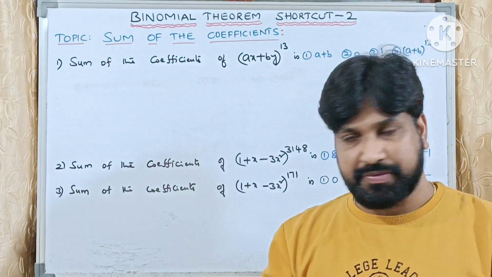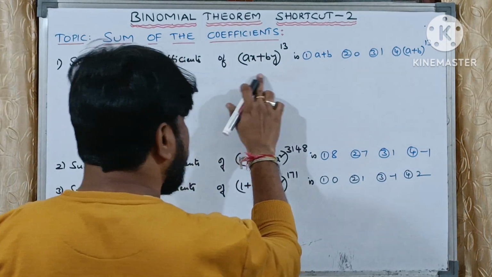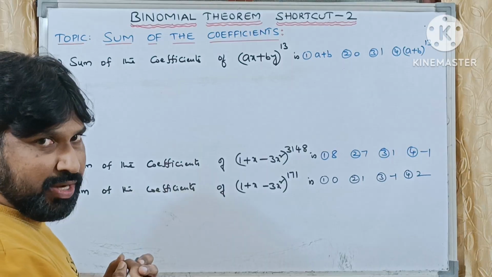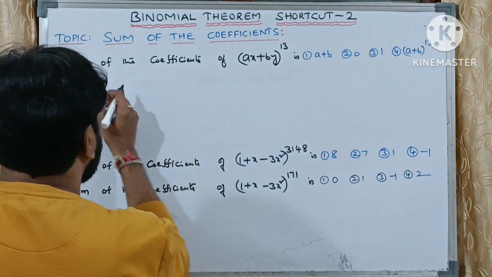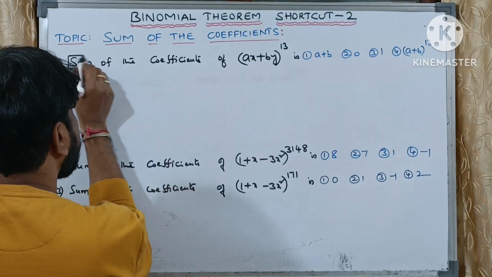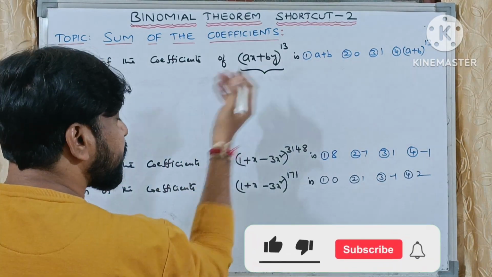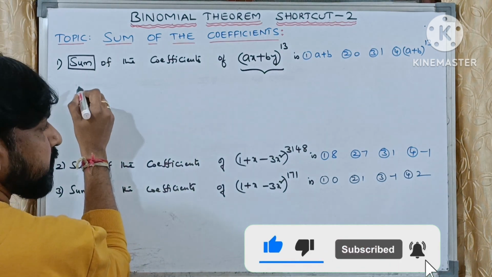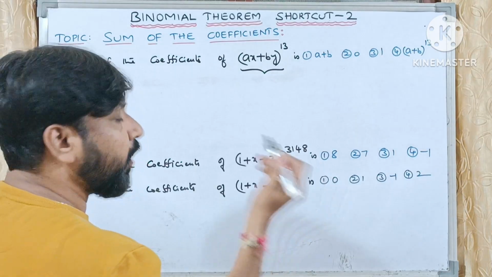Let's start our session. So the question is sum of the coefficients of (ax + by)^13. Usually they are going to ask a question like that in competitive examinations. For this kind of question they are asking for the sum, friends, the sum of all coefficients in the expansion. So first of all you need to write the expansion. The expansion is (ax + by)^13, which is nothing but the (a + b)^n format.